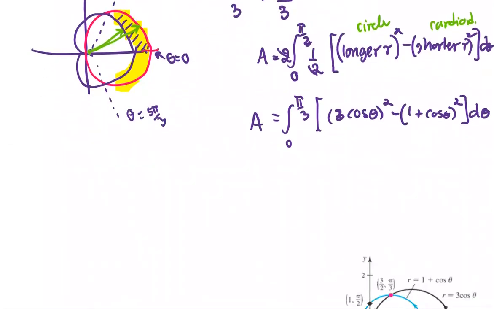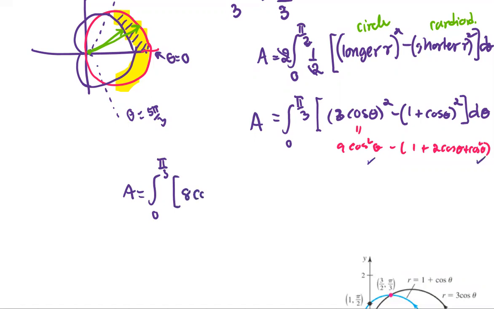Then we just simplify each term. The first one gives us 9 cosine squared theta. The second one gives us 1 plus 2 times cosine theta plus cosine squared theta. Simplify the integrand. We have the definite integral from 0 to pi over 3. The first term, 9 cosine squared minus cosine squared, now becomes 8 times cosine squared theta minus 1 minus 2 times cosine theta with respect to theta.